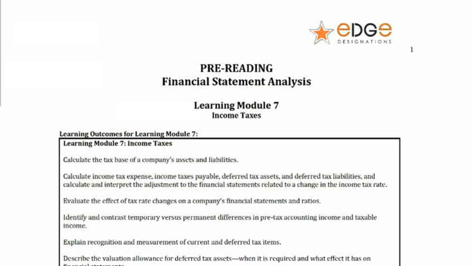EDHEC designations, CFA Level 1, pre-reading, financial statement analysis, learning module 7, income taxes. And a few points just to note as we begin this particular pre-read relating to income taxes. Number 1 is this is the income taxes reading related to the pre-reading. As we get to the core materials, there'll be another reading on income taxes.